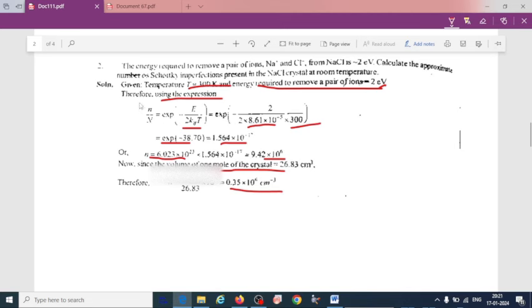So here first you should know the formula for Schottky defect. We have Frenkel and Schottky. Once you know the formula, you can calculate the Schottky imperfection.